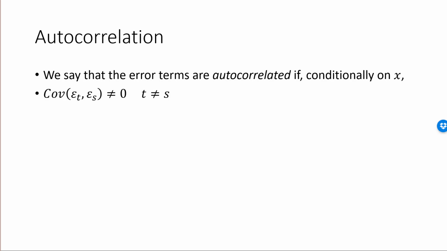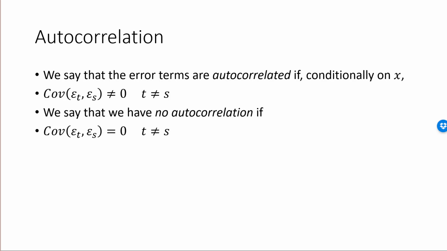Remember, this is between the error terms, so we're not excluding a possible correlation between the x variables at different points in time and between the y variables at different points in time. But the error terms, if I want the data to be not autocorrelated, should not be correlated over time. So if we don't have autocorrelated data, we simply say that we have no autocorrelation, and for that to be true, this covariance must be zero whenever t is different from s. No error term can be correlated with any other error term at a different point in time.